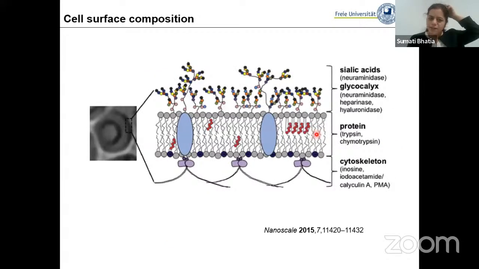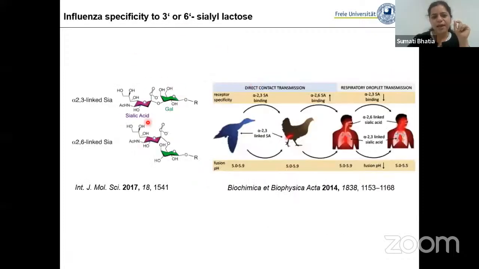So if we look at the cell surface composition, on the cell surface, there is different glycocalyx. So on the tip, you see the sialic acids. But sialic acids are not present as a single sugar molecule. They are always present as sialyllactose. At least the next unit is the galactose. And you see here a specificity, different receptors on the birds and in the human.